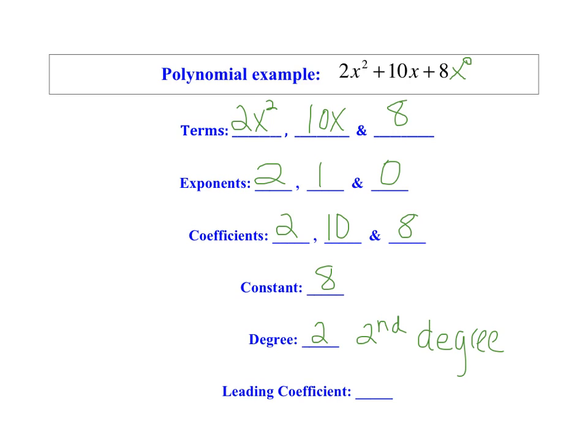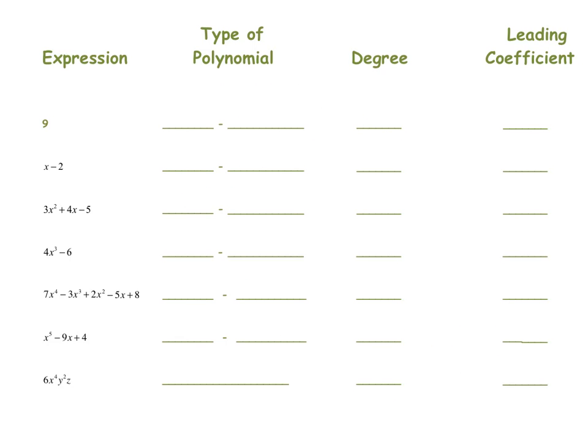Now, every polynomial has a leading coefficient, and that is simply the coefficient of the first term in the polynomial. So our leading coefficient for this example is 2. Now let's look at some expressions and identify the type of polynomial, their degree, and the leading coefficient of each one.